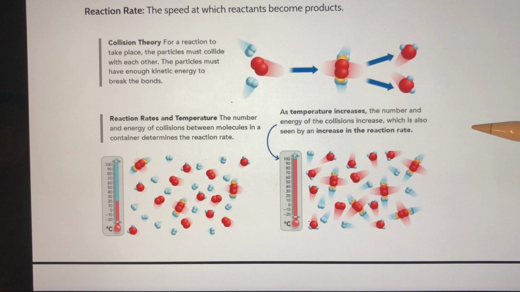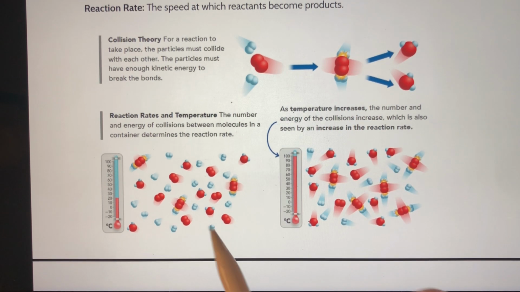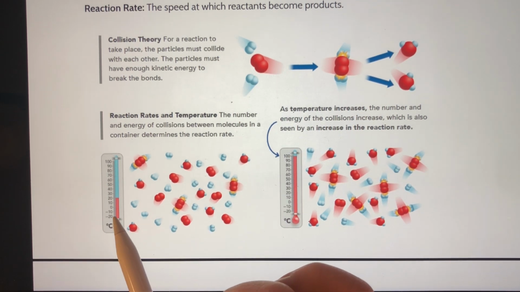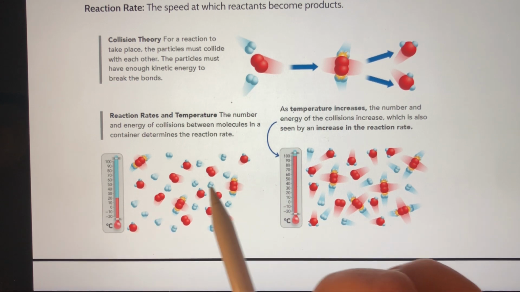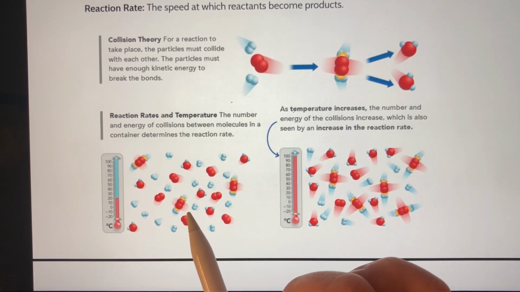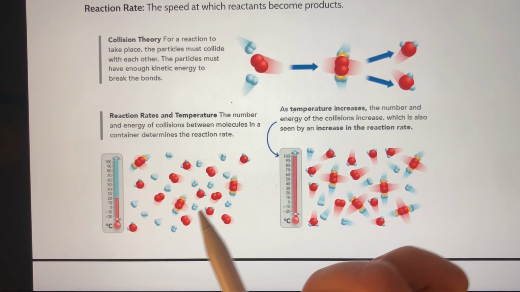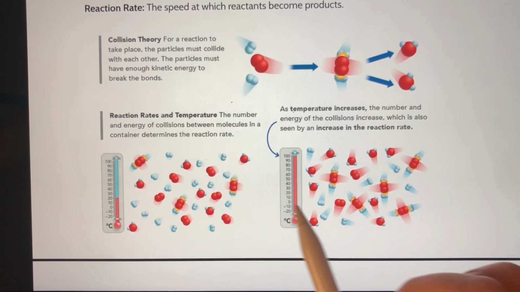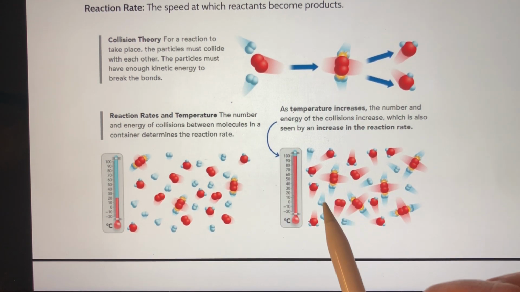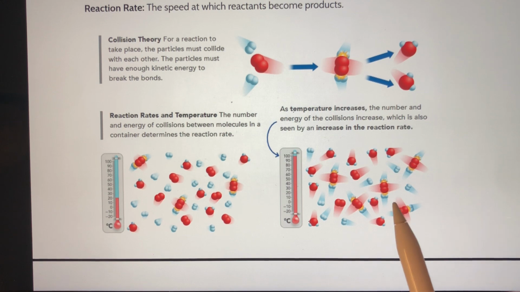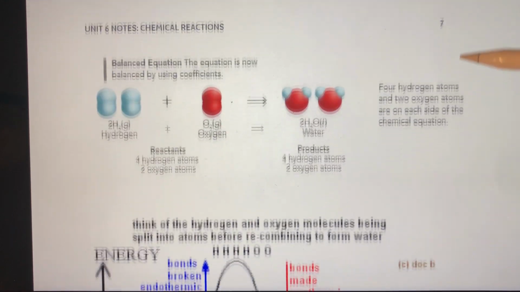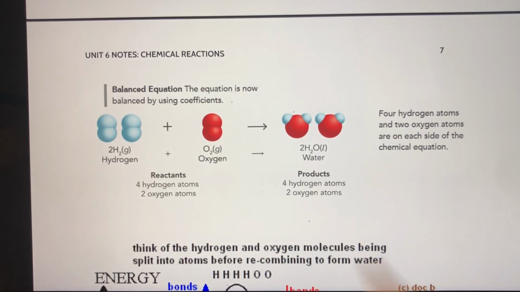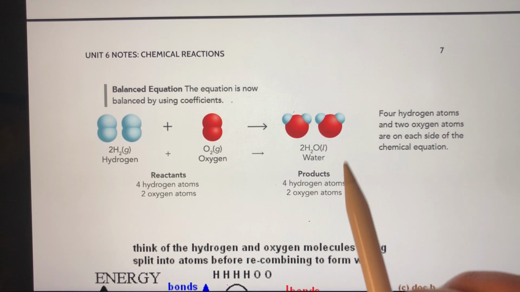One of the things that affect reaction rates is the temperature. If the temperature is lower, these molecules will be moving slower and they'll collide, and only a couple will actually hit enough energy to break the bond. But when we increase the temperature, they're moving faster. Do you notice how they're moving quicker? And they'll be bumping into each other and breaking those bonds and forming new bonds much more quickly. Okay. All right, and here's that balanced equation of hydrogen and oxygen forming water.